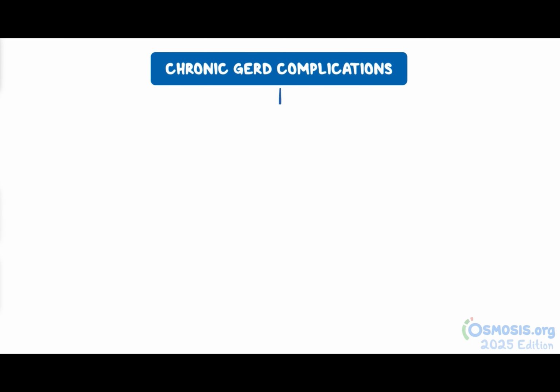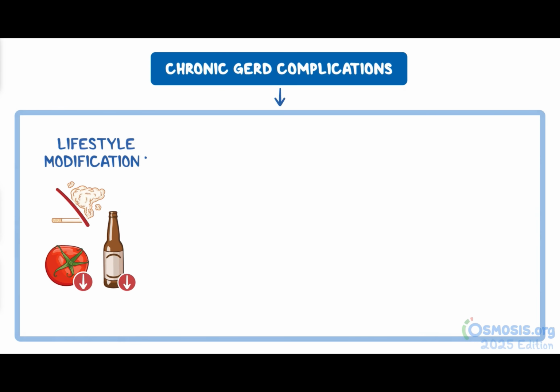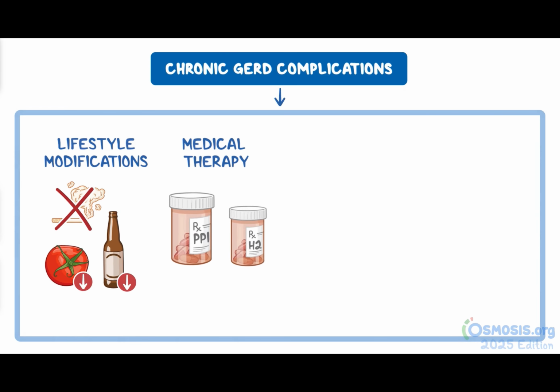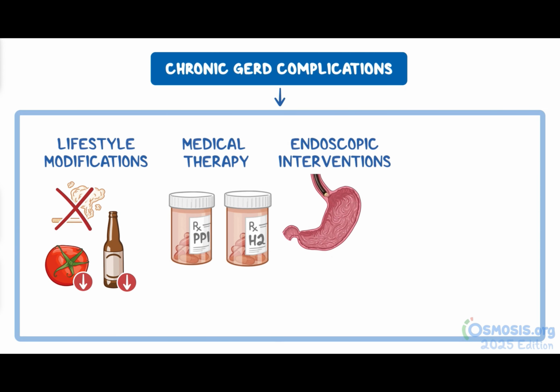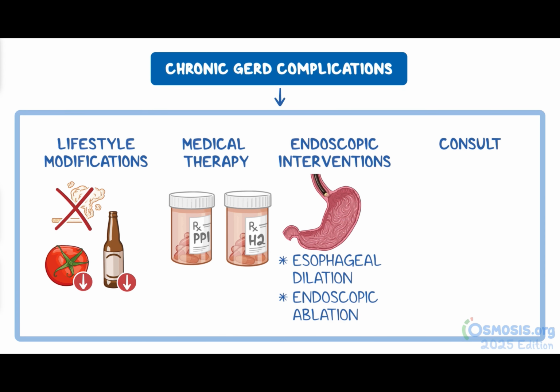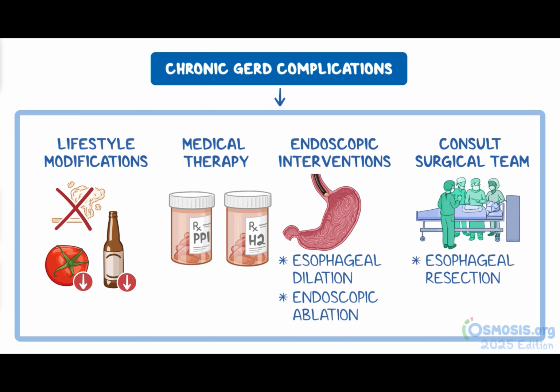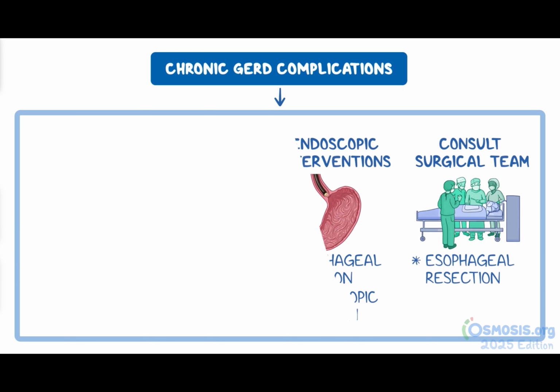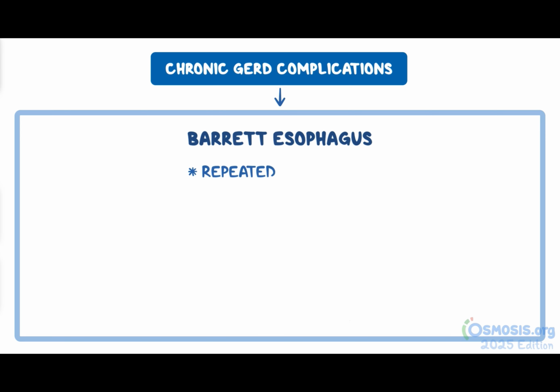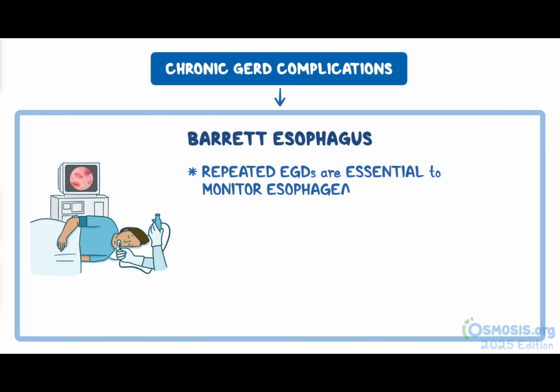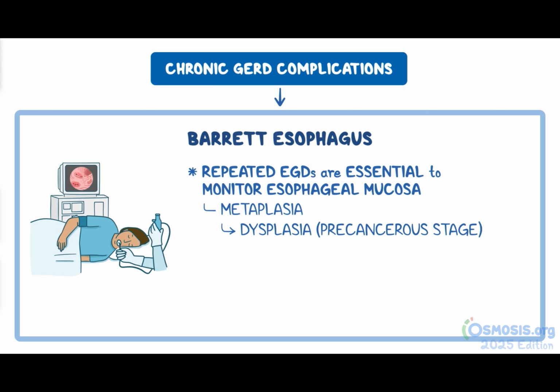In these individuals, again, encourage lifestyle modifications and initiate medical therapy with PPIs or H2 blockers. Additional treatment options include endoscopic interventions like esophageal dilation to reduce stricture and endoscopic ablation for dysplasia. Sometimes you'll have to consult your surgical team for esophageal resection of a mass. Finally, in individuals with Barrett esophagus, repeated EGDs are essential to monitor the esophageal mucosa, because metaplasia can progress to dysplasia, which is a precancerous stage, and eventually to esophageal adenocarcinoma.